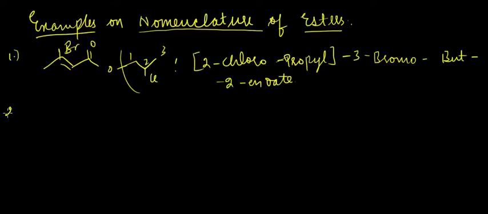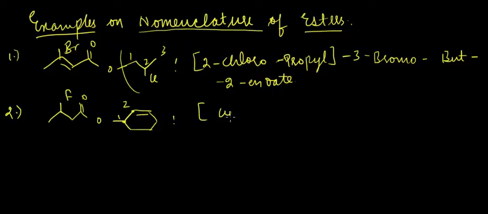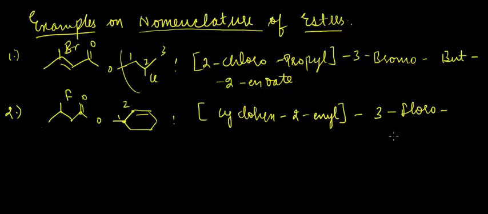Okay, let us discuss the second example. In the second example, we have a fluoro group attached to the right hand side of the ester group, and we have a cyclohexenyl group. On the second carbon atom of the cyclohexenyl, we have the ene part, so we'll write cyclohex-2-enyl. Then for the alkanoate part we have 1, 2, 3, 4. On the third carbon we have a fluoro group attached, so 3-fluorobutanoate.